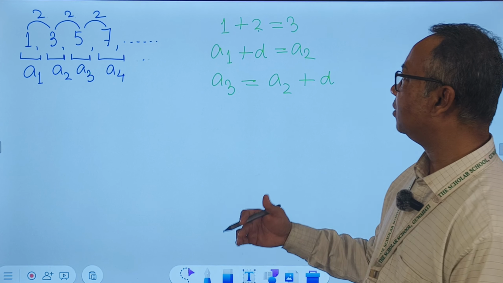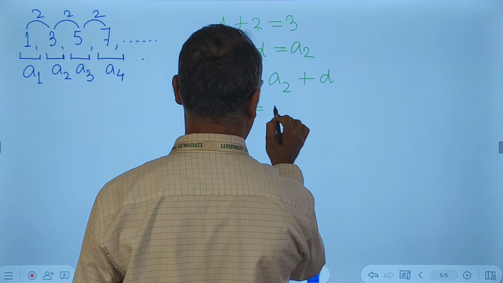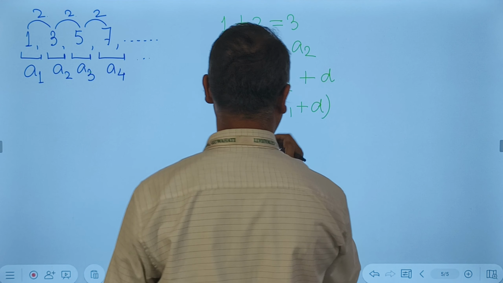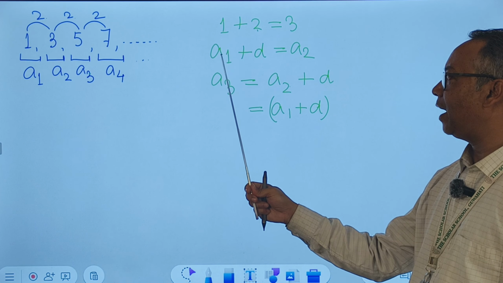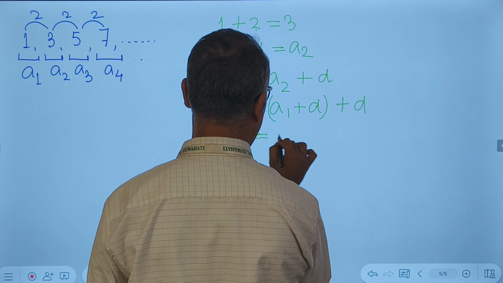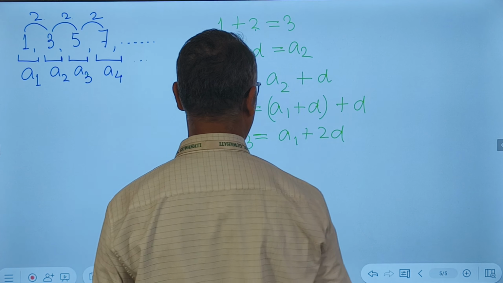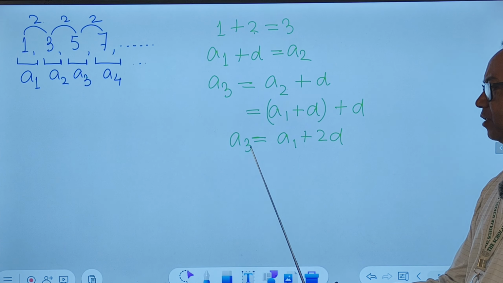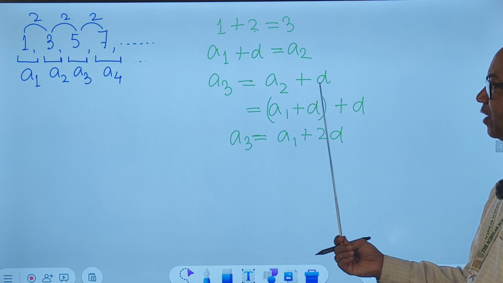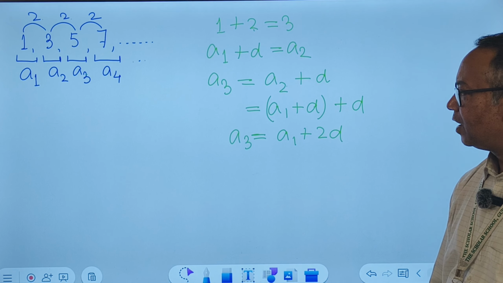Now see, A2 means A1 plus D. If we replace A2 by this, A3 becomes A1 plus 2D. So this way also we can express it. This is one representation and this is another representation of the third term.